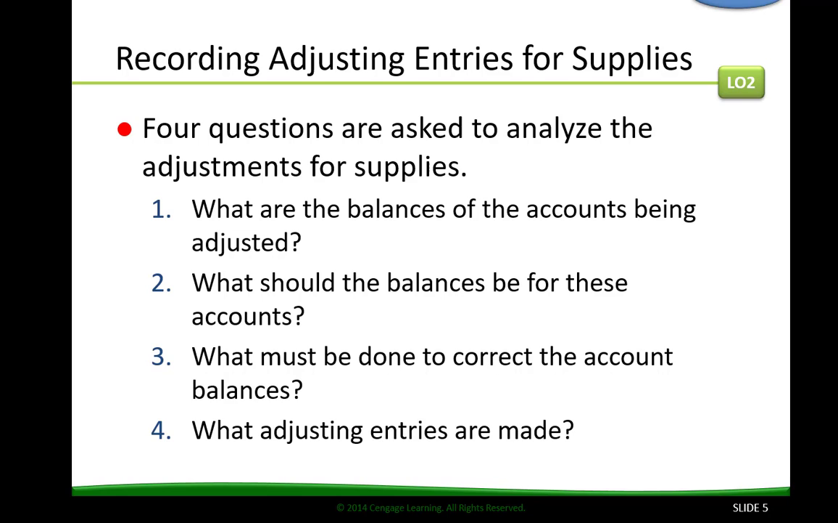The four questions you should ask when analyzing adjustments for supplies are: what are the balances of the accounts being adjusted? The balance of the account shows what we started off with in the year and what amount we've added to it throughout the year. What balance should be in these accounts? That is what we actually have in supplies. Then, what must be done to correct the account balances, do I need to subtract and find the difference? And then, what adjusting entries are made?